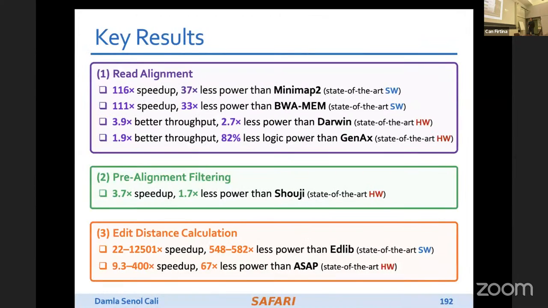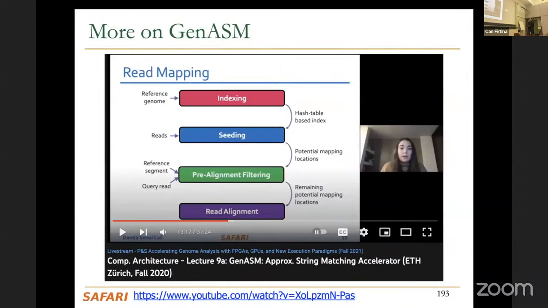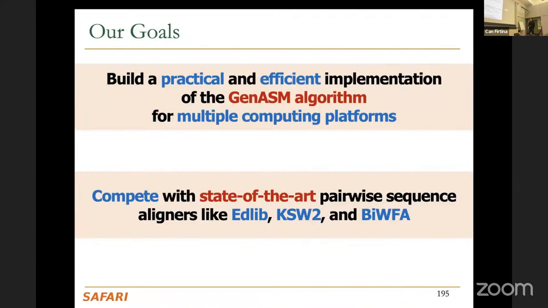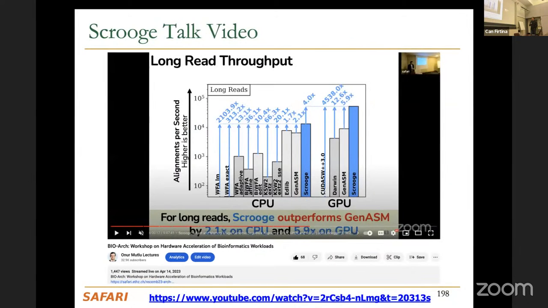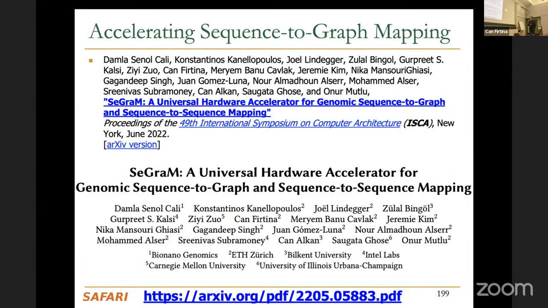So it provides, of course, significant speedups and energy improvements as well. We improve things also on top of the existing work, which is built on top of GenASM. It makes both algorithmic improvements and also architectural improvements on top of GenASM. So I'm not going to cover these, but you can go ahead and check this.